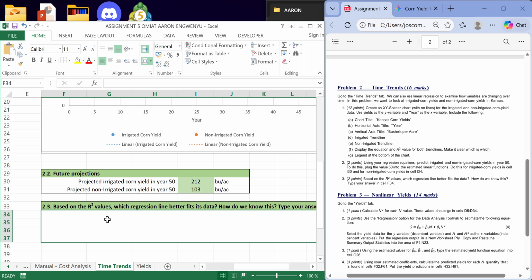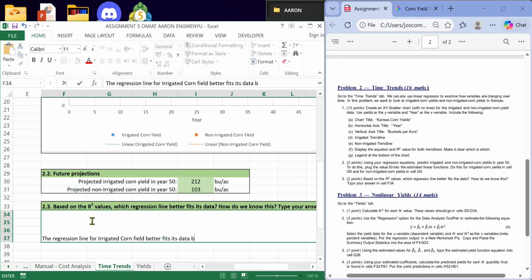Based on the question, we shall type here: the regression line for irrigated cornfield better fits its data.